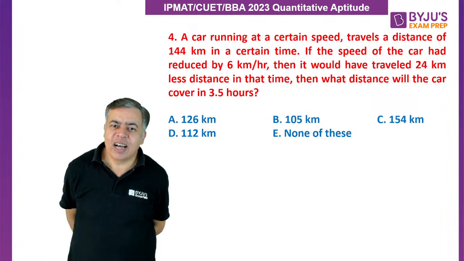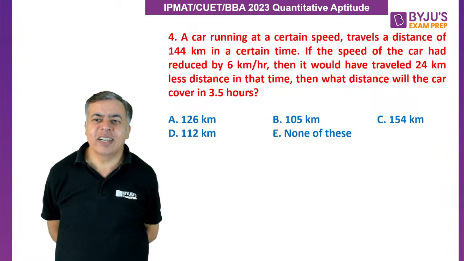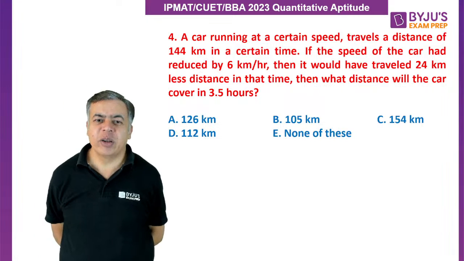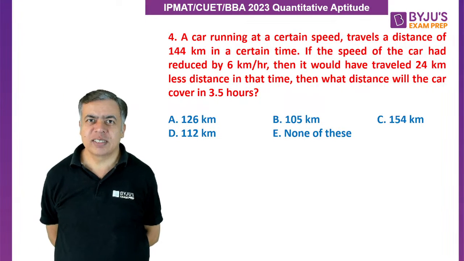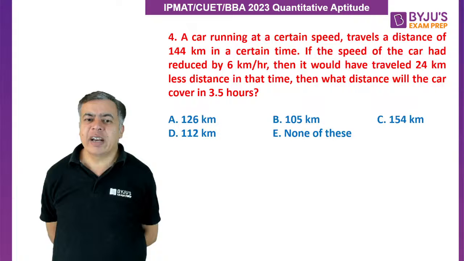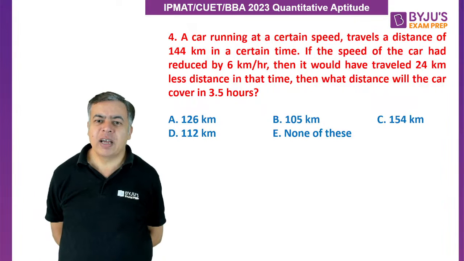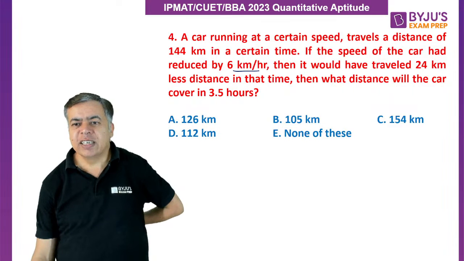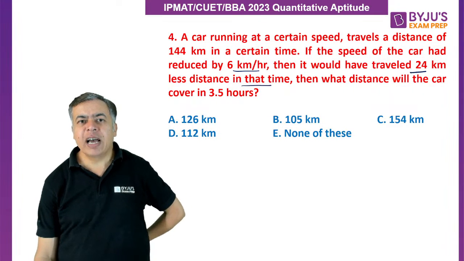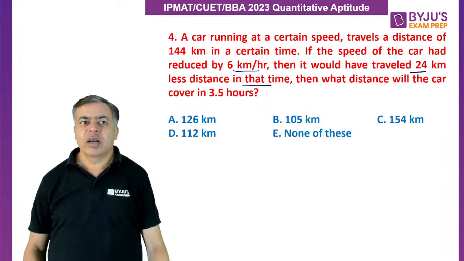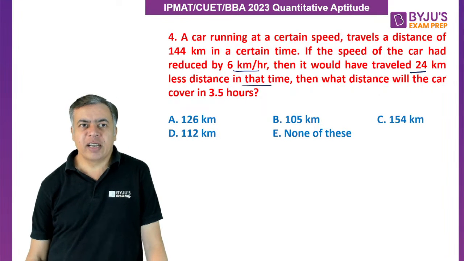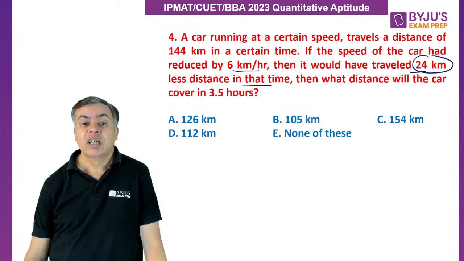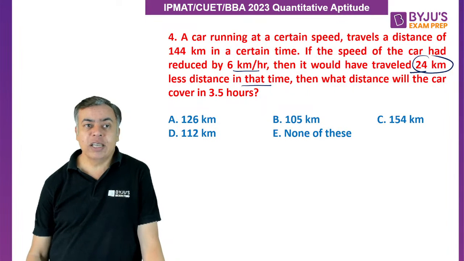So आप देखेंगे, a car running at a certain speed travels a distance of 144 km in a certain time. So distance is given. If the speed of the car had reduced by 6 km per hour, then it would have traveled 24 km less. See, the time is same. अगर 6 किलोमीटर पर आवर स्पीड रिड्यूस करते हैं, तो 24 किलोमीटर कम ट्रेवल करता है, तो टाइम तो उतना ही था.